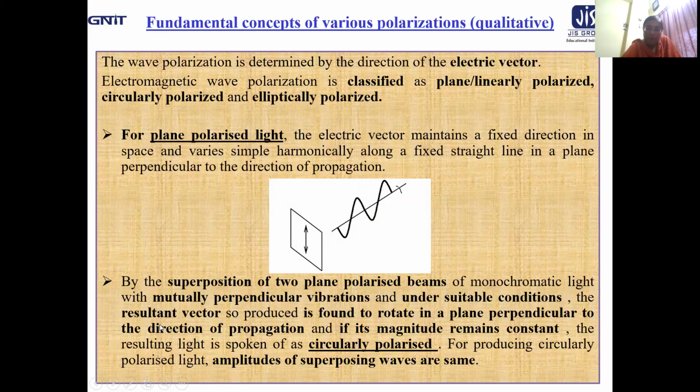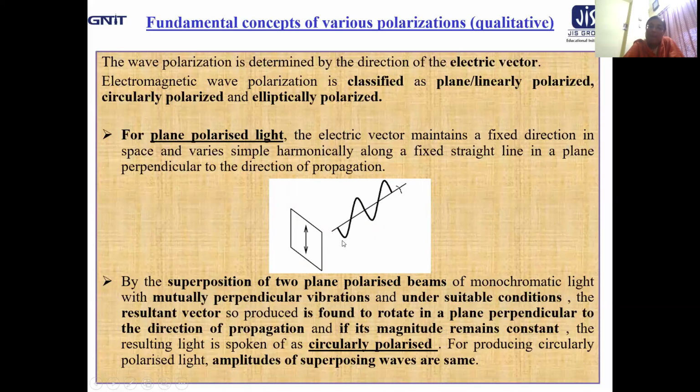with mutually perpendicular vibrations. You have to superpose two plane polarized light waves with mutually perpendicular vibrations, and under some suitable conditions it is found that a resultant light vector will be produced, and that resultant light vector is found to rotate in a plane. The resultant light vector, say one is this one, the other is this one. So if you superpose them, you will get a resultant light vector. That resultant light vector is found to rotate in a plane perpendicular to the direction of propagation.